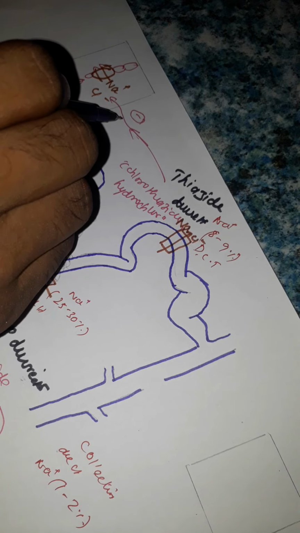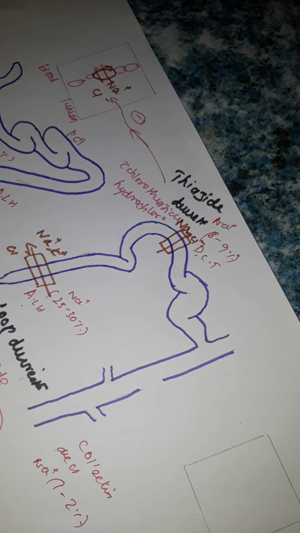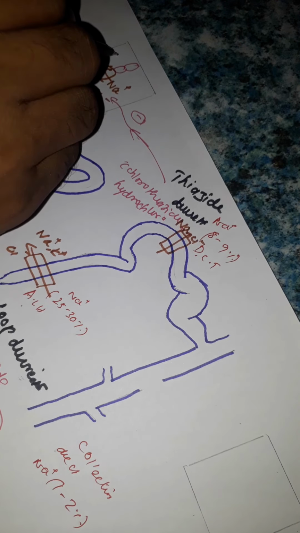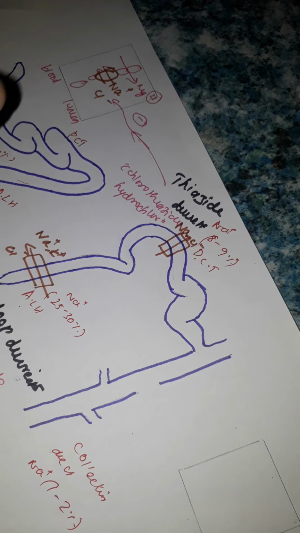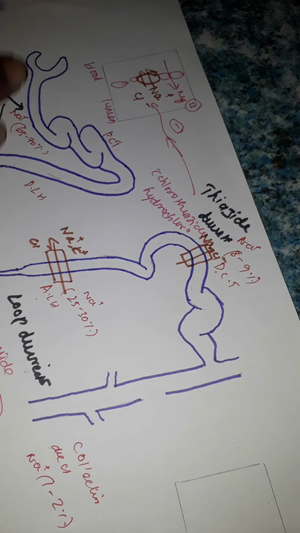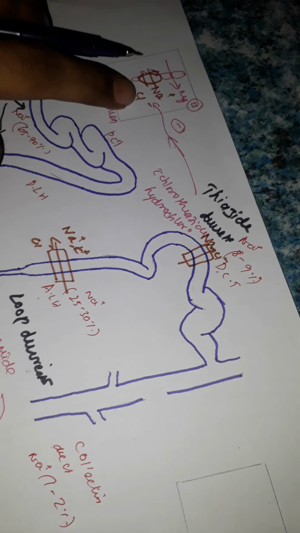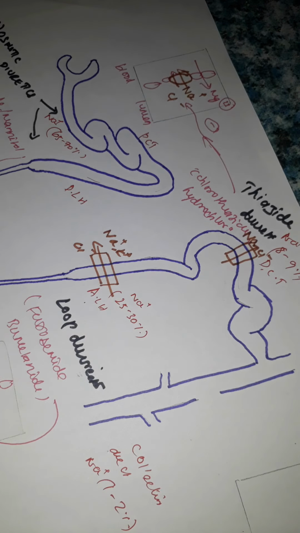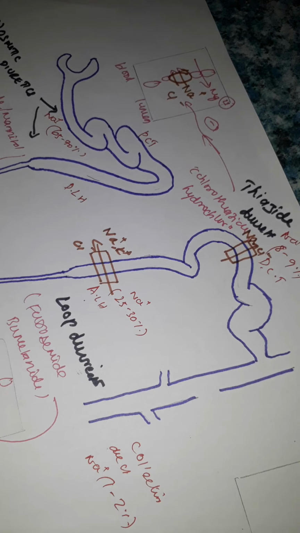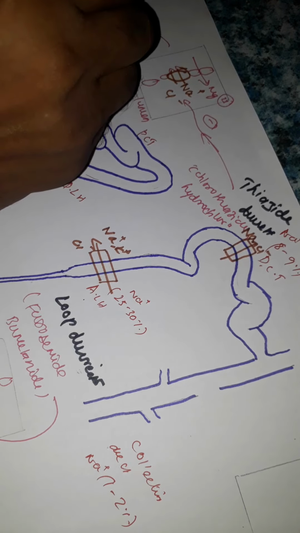It will inhibit this symporter, and one more thing it does is increase your absorption of magnesium. This is very important. At the same time, it will inhibit your reabsorption of sodium and chloride. Another important thing is that long-term use of thiazide will increase your urea reabsorption.